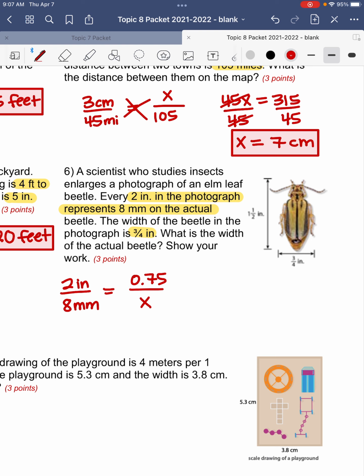So now we're ready to cross multiply. 2 times x is 2x, and I set that equal to 8 times 0.75. And 8 times 0.75 is 6. So now to get that x by itself, we divide by 2 on both sides. The 2's cancel out. X is by itself. 6 divided by 2 is 3. 3 millimeters is the actual width of the beetle.